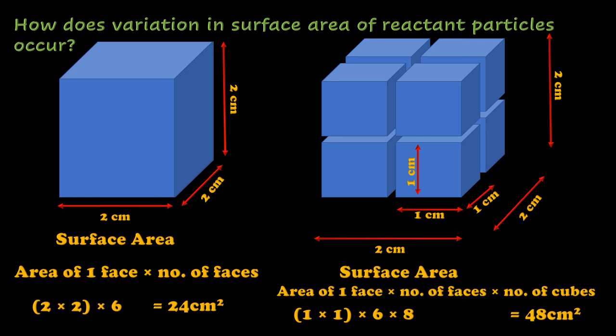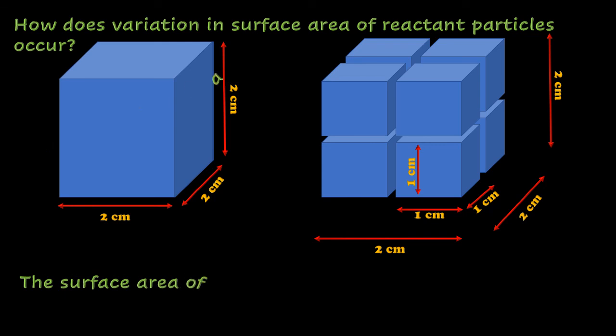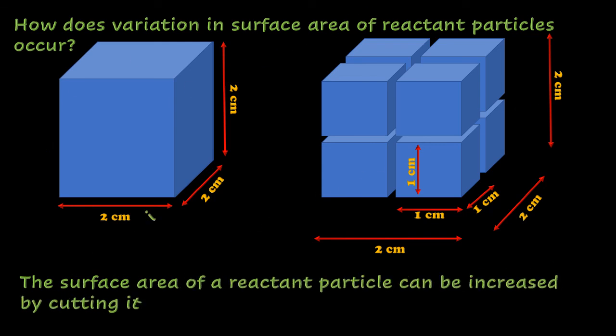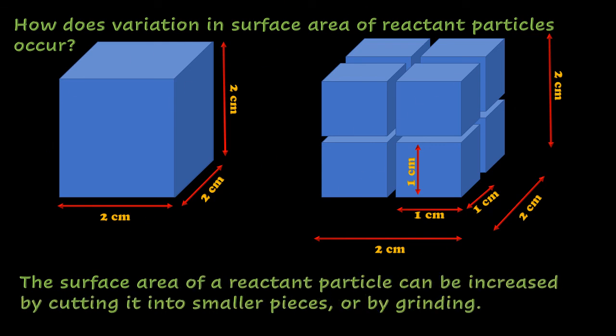Good. But now we then see that when we cut up a cube into smaller cubes, then the surface area is increased. We can therefore make a conclusion that the surface area of a reactant particle can be increased by cutting it into smaller pieces or even by grinding it.